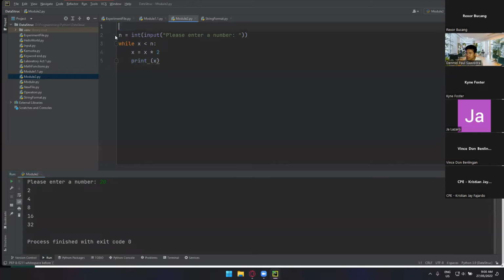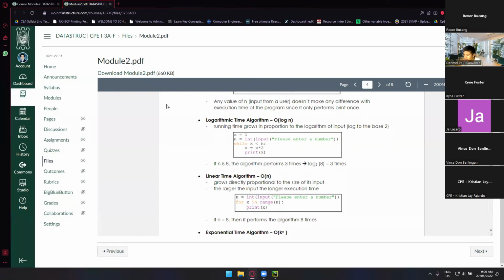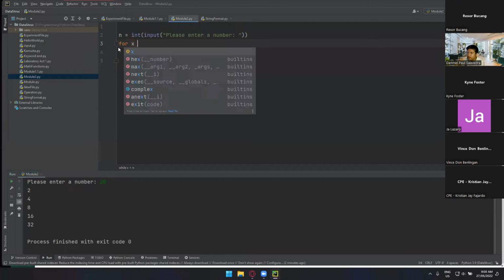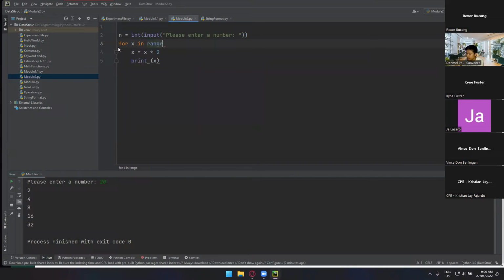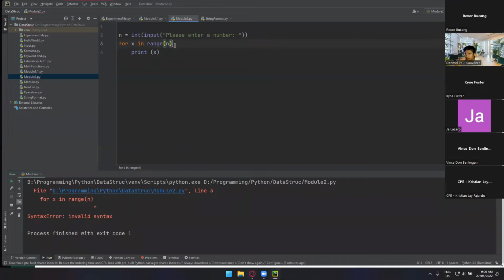So let's try that one out. For x in range n, and then print x. Let's try this one out.